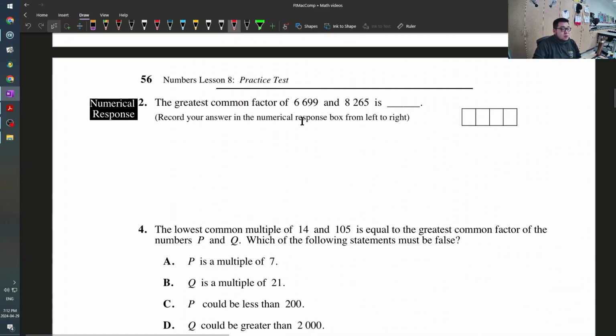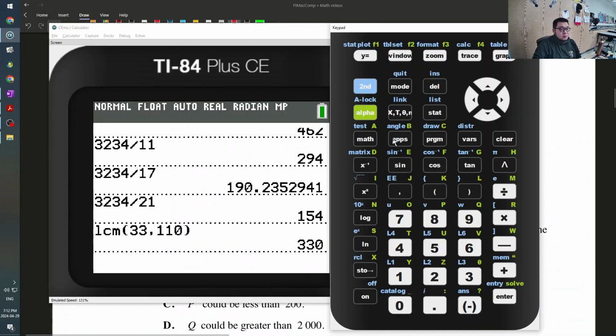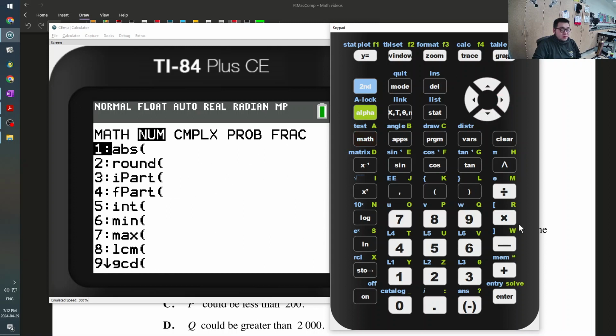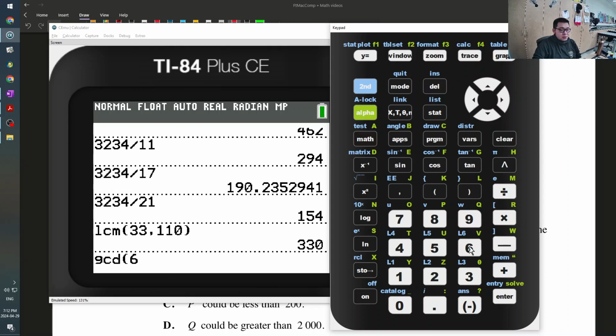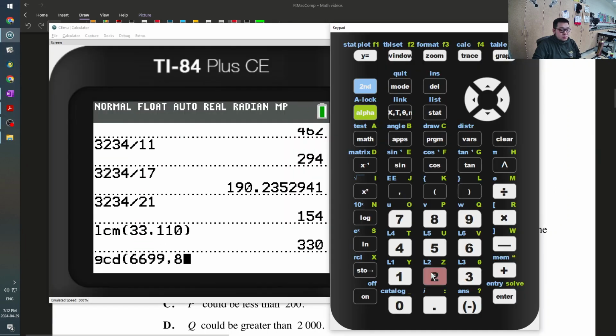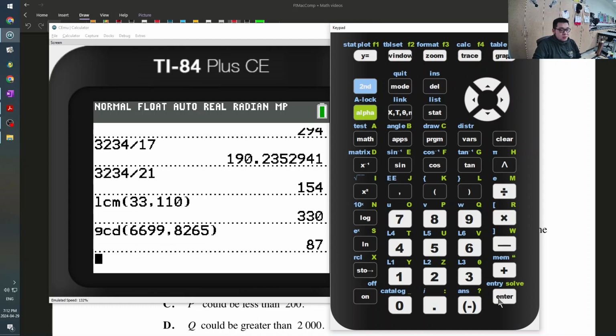Okay, the greatest common factor of this and this is, again, use our calculator. Math, numbers, greatest common divisor, greatest common factor, 6699 comma 8265, close the bracket, is 87.